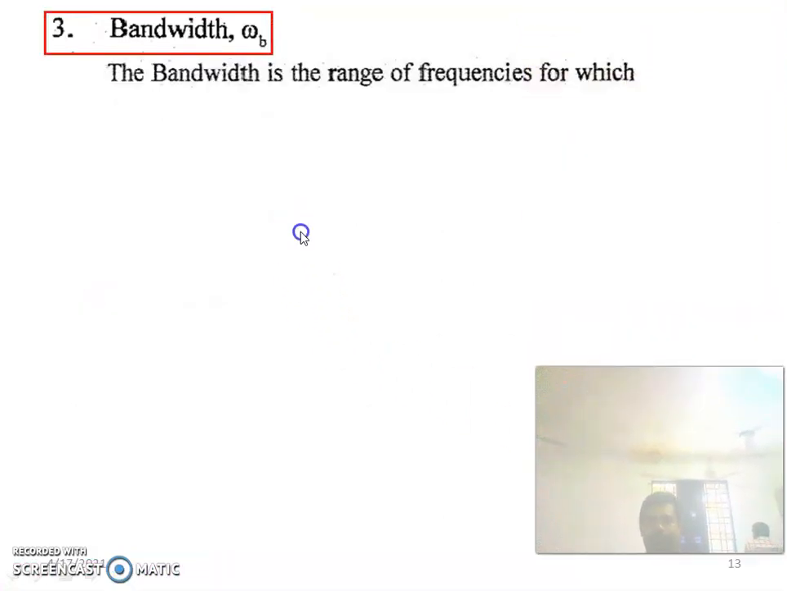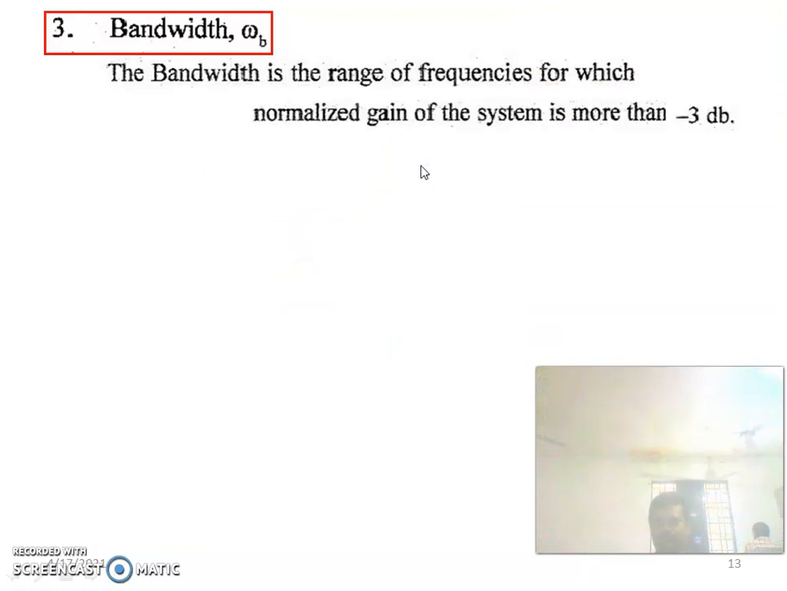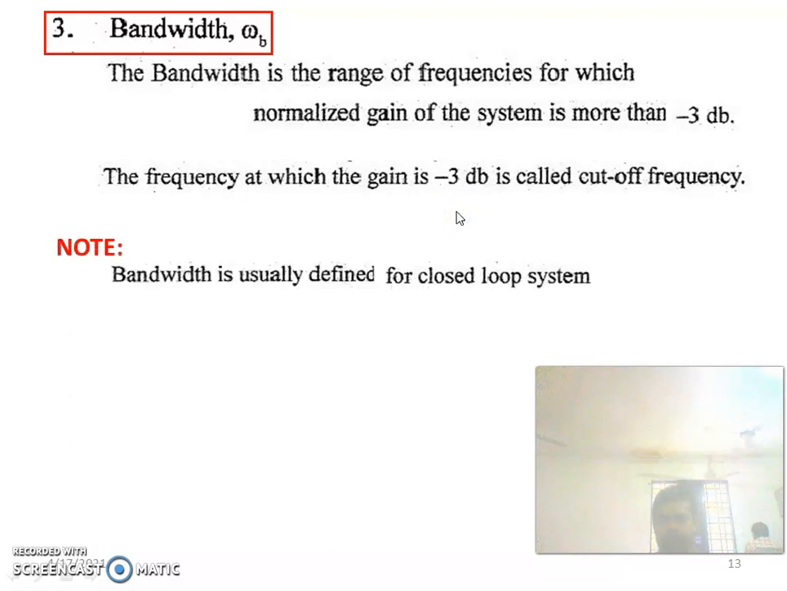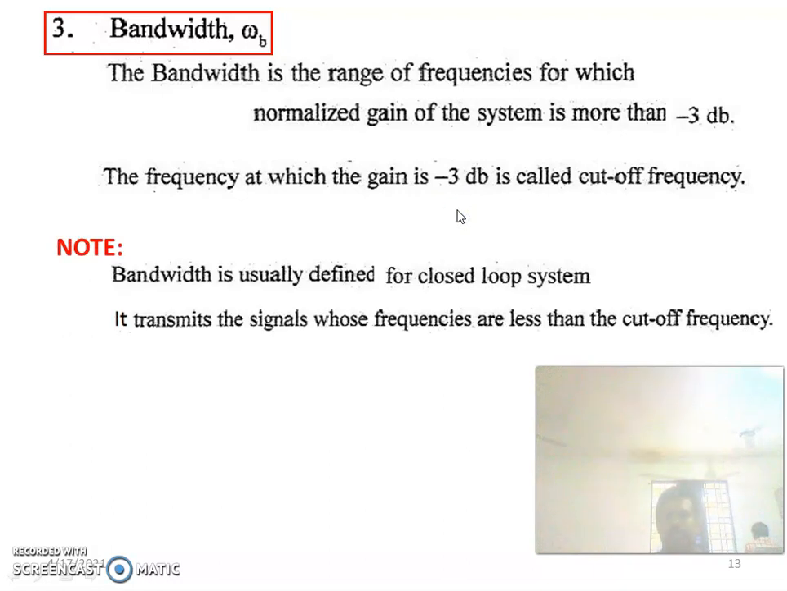So now we are going for bandwidth. Bandwidth is nothing but the range of frequencies for which the normalized gain of the system is more than -3 dB. Now we are going to study cutoff frequency. The frequency at which the gain is -3 dB is called cutoff frequency. Usually the bandwidth is defined only for closed loop system. This bandwidth transmits the signal whose frequencies are less than the cutoff frequency.